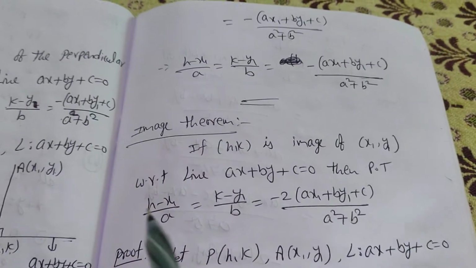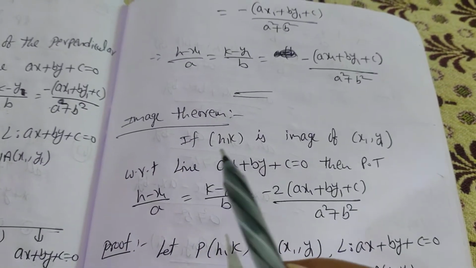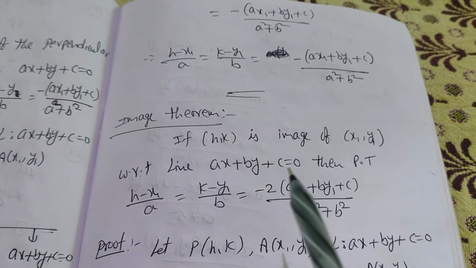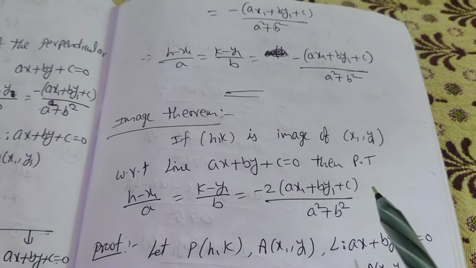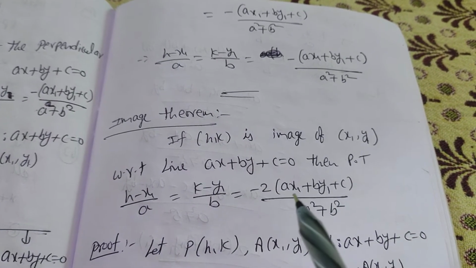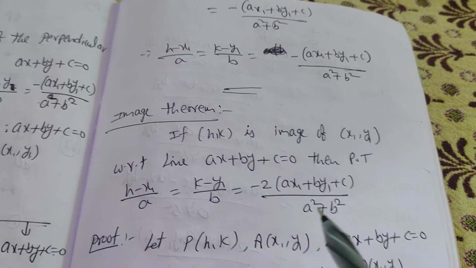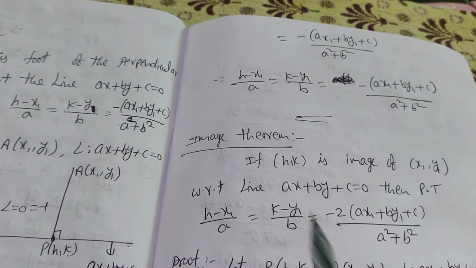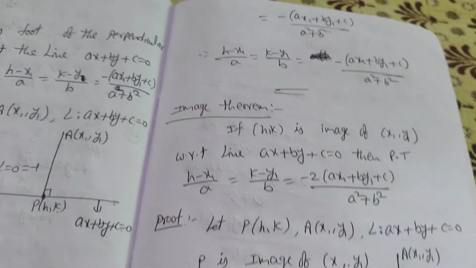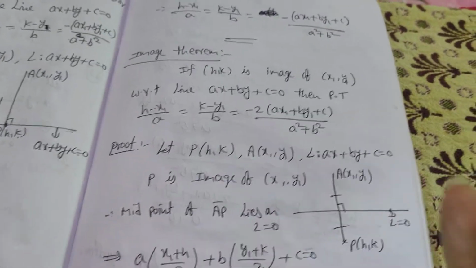Next, the same model, the image theorem. If (h, k) is the image of (x1, y1) with respect to the line ax + by + c = 0, then prove that (h - x1)/a = (k - y1)/b = -2(ax1 + by1 + c)/(a² + b²). The difference between these two is only that here there is minus, and here minus 2; the remaining is same to same. So what does image mean?